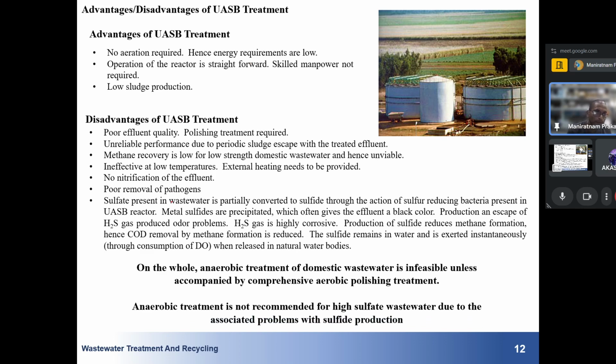So remember, you cannot use this to treat domestic waste, because the first condition for this UASB is that it should have a high organic load, more COD. Domestic waste does have organic load, but for domestic waste the arrangement is huge, and if you provide wastewater which does not meet the minimum COD, I don't recall the exact number of how much minimum organic content should be there.